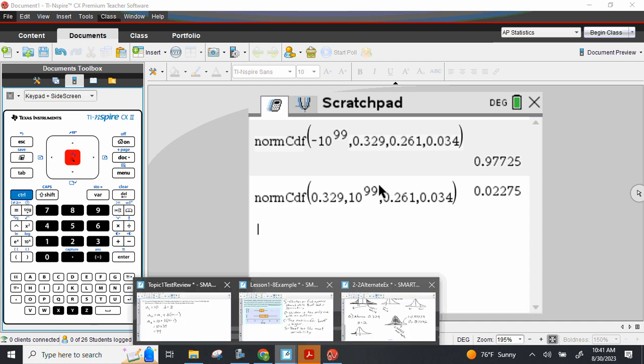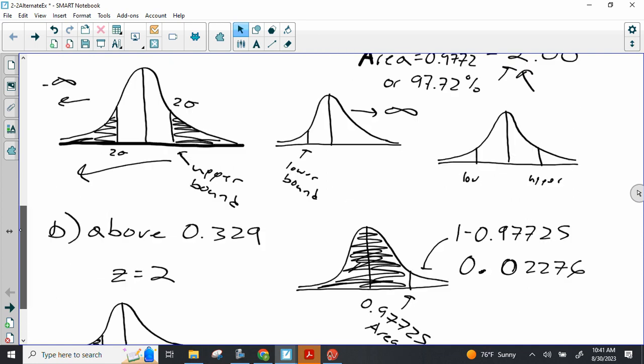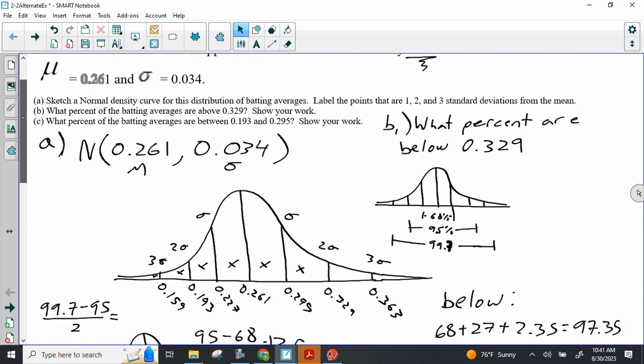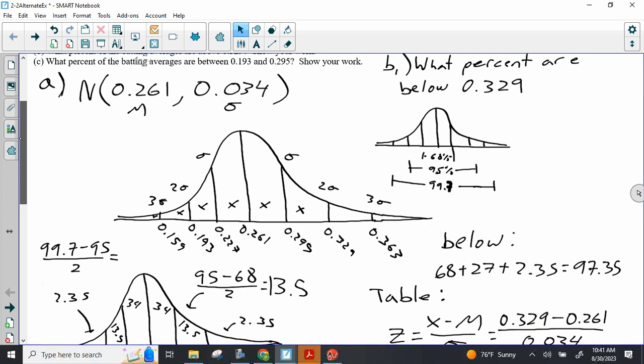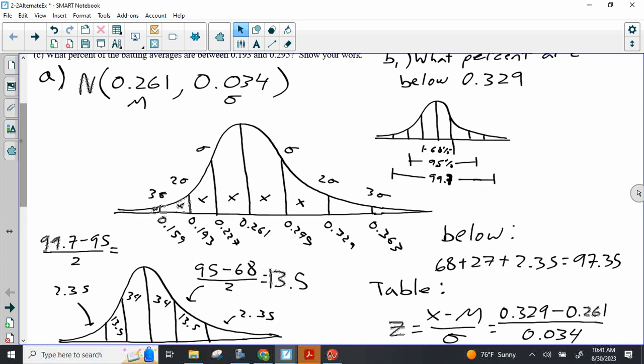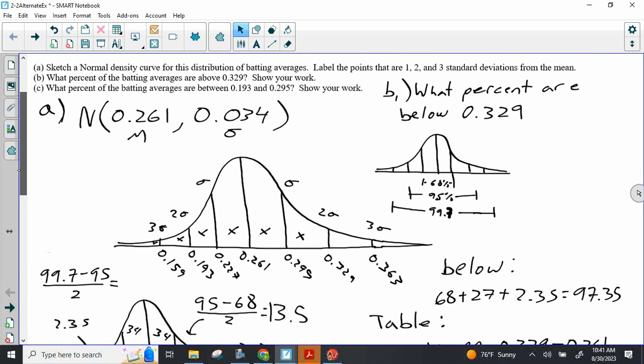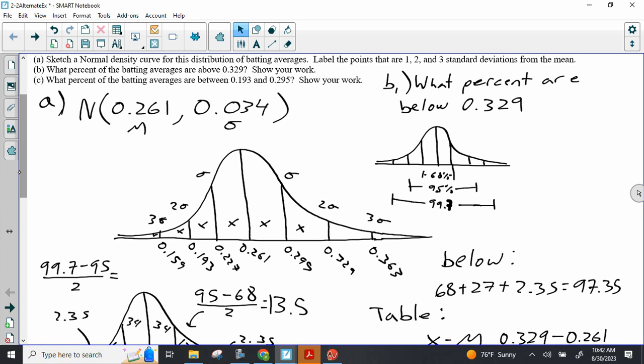All right. The next thing we're being asked for is what percent of batting averages are between 0.193 and 0.295? This one's nice for the empirical rule, right? Because 0.193 is right here, and 0.329, right? So we're talking about between two standard deviations from the mean. So 68 plus 27, or, yeah, 95%, right? From the empirical rule. Done.